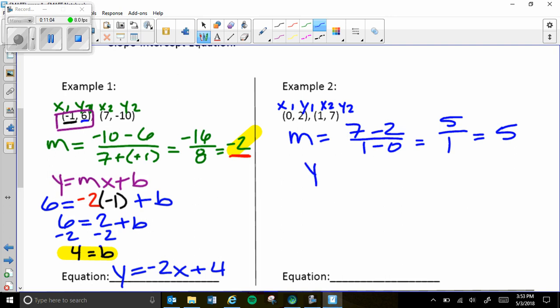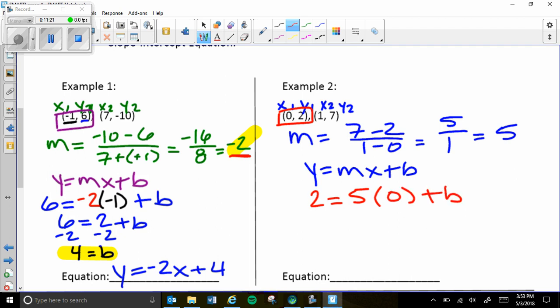Then I plug into y equals mx plus b. Again, I'm going to use this first point here. My y value is 2, m is 5, x value is 0. Anything times 0 is 0, so b equals 2. Now, how could I have just looked at that point and known that 2 was the y-intercept? I didn't even need to do all of this work.